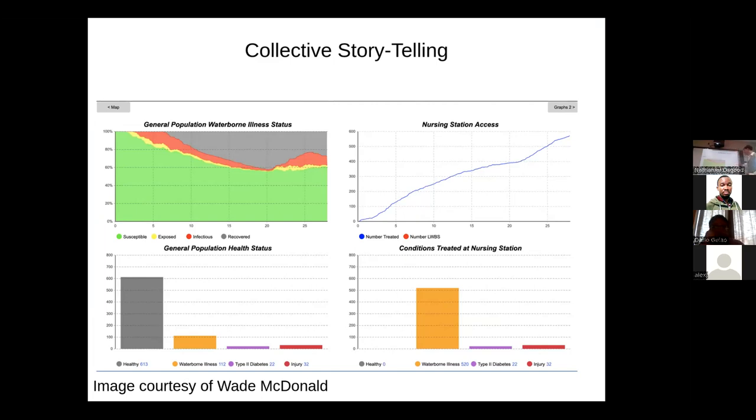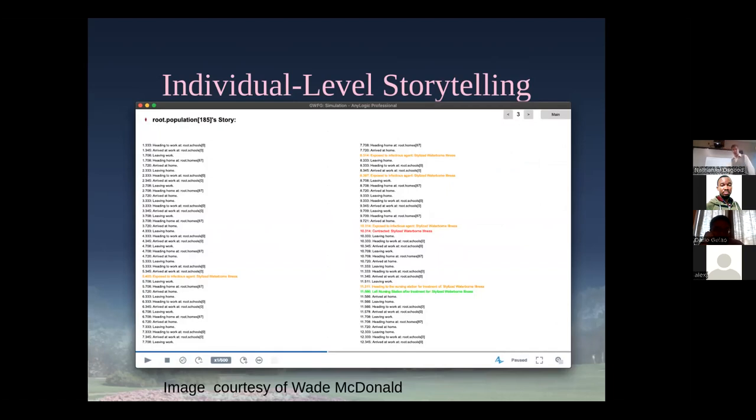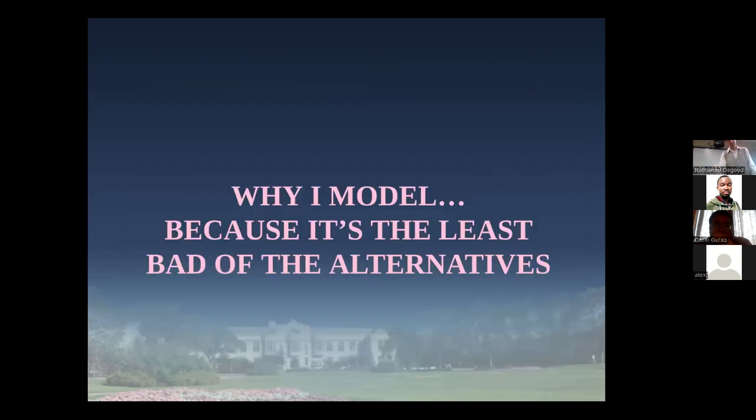Now, models of this sort, as I say, can tell collective stories, account of people treated, people leaving without being seen from the health system, or a number of people who are infectious over time or susceptible. But this again, from work with Wade, for individual level storytelling. And I think Larissa has adopted it in some of her modeling. Allowing an interface whereby you can query the personal experiences of agents in the model, their narrative, what went on for them, when they were exposed to an infectious agent, for example, when they contracted a waterborne illness, for example, over here, or when they left the nursing station after being treated for this waterborne illness.